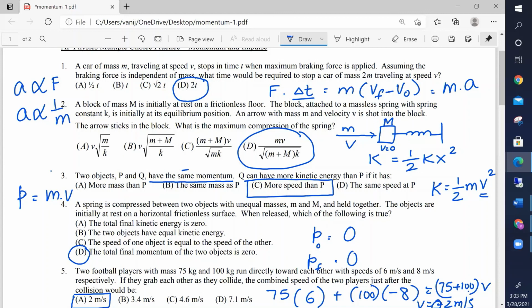Okay. Now, the common mistake that students make, I'm warning again and again, is they forget the sign. They forget this negative sign here, negative 8 meters per second. They told you that the players are coming in opposite directions. So obviously, if you consider 6 to be positive, then 8 is going to be negative. And if you forget to put this negative sign, you're going to obviously end up having a different answer.